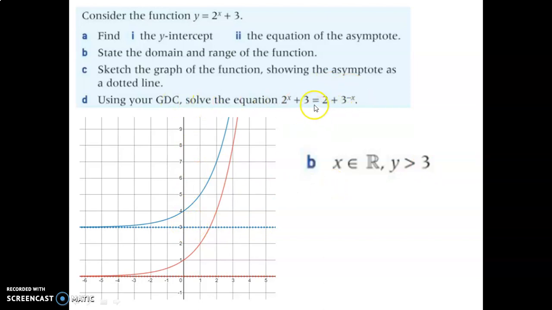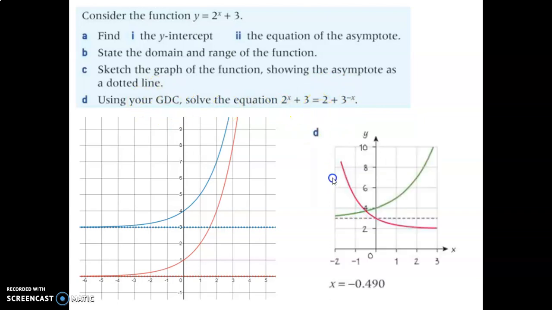Finally, it says using your GDC, solve the equation. So solve this equation on your calculator. This is your graphing calculator, right? So the way to solve that on your calculator is to graph them and find their intersection. Let me show you how to do that.